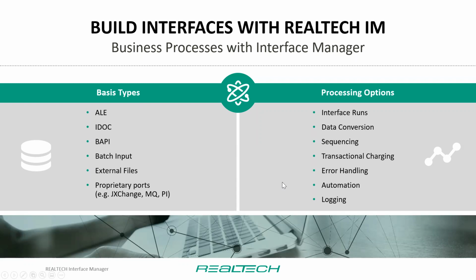If you have several interface processes which need to be triggered, it's very easy to sequence them and create chains, let's call it like this, within IAM. Transactional charging can also be monitored. Then the error handling, as I mentioned, the automation, and then you have the logging. I didn't mention it, but we have everything logged, and documentation can be created based on all this information.